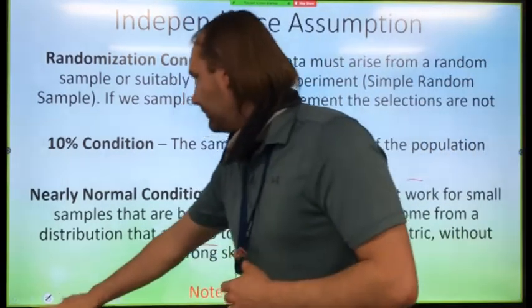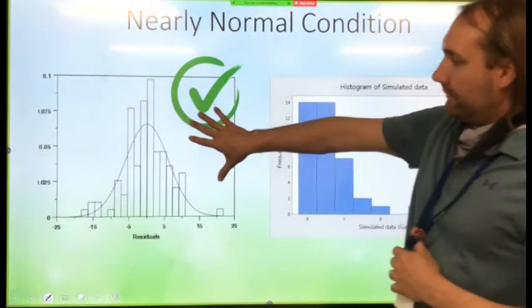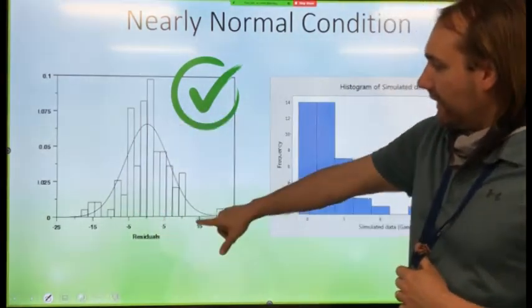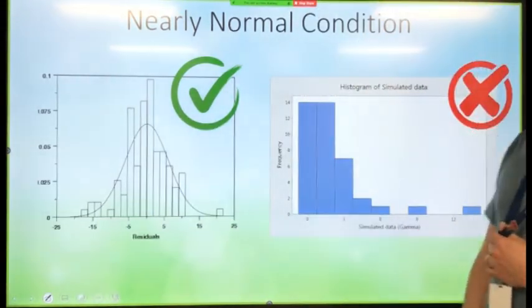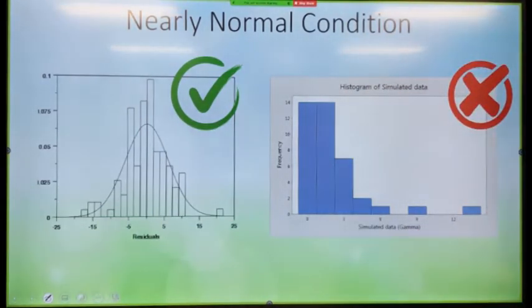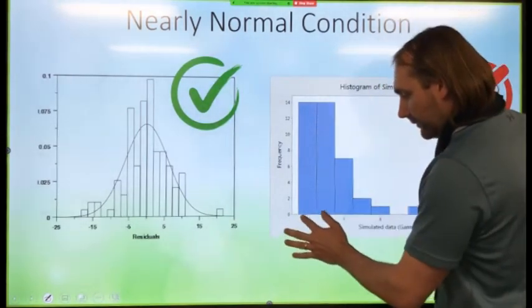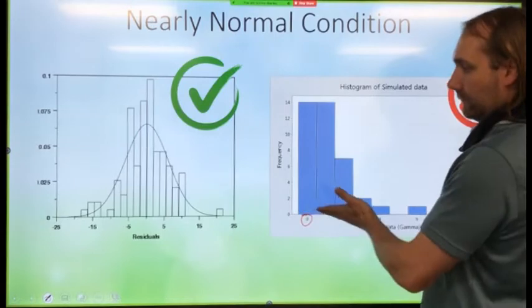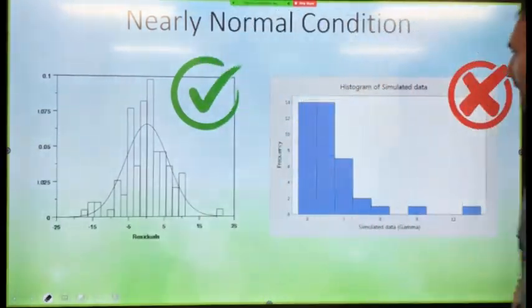So, here's an example. Data on the left is okay. Notice if I put my data in a bar graph, it kind of more or less represents a normal model, right? I do have a little bit of an outlier here, but notice it's not like way out here. So that outlier would be okay.